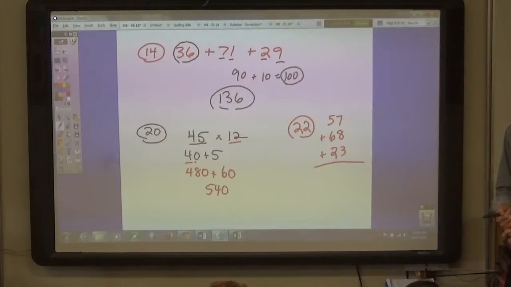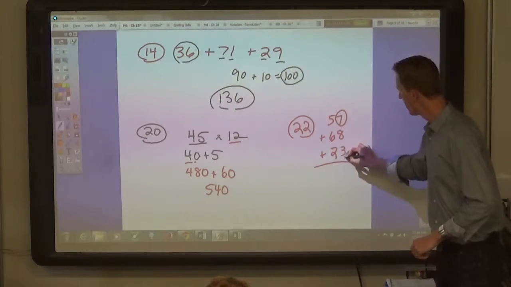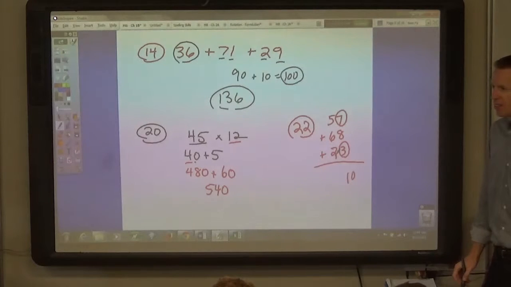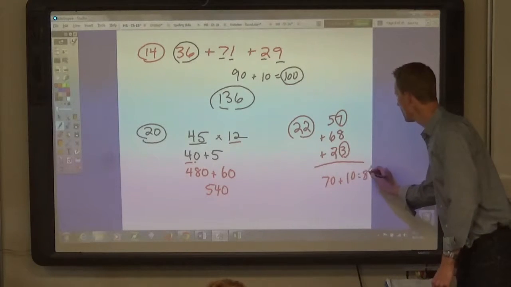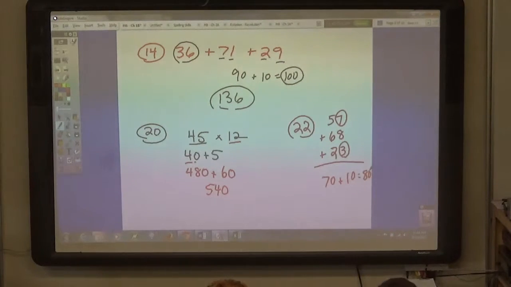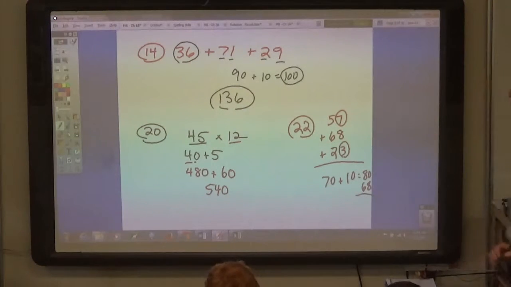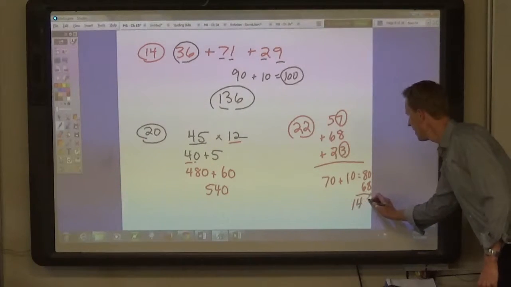You make a 10 first. Liz? 57 plus 23. Yep, 57 plus 23. So this is a 10. And 5 plus 2 is 7. So that's 70 plus 10, which is 80. Now add the third number. 80 plus 68. What is it? 148.